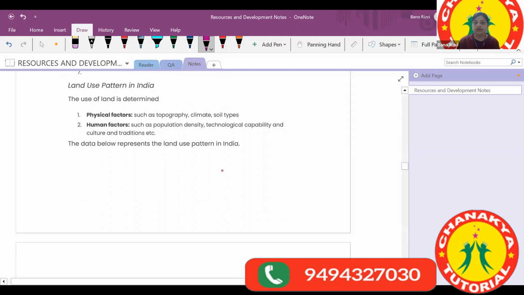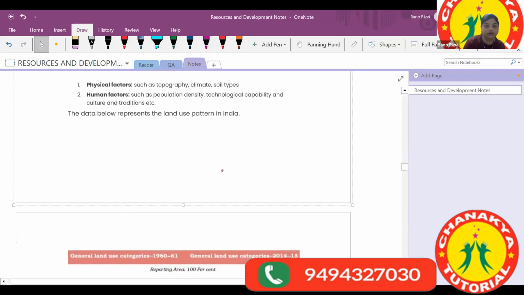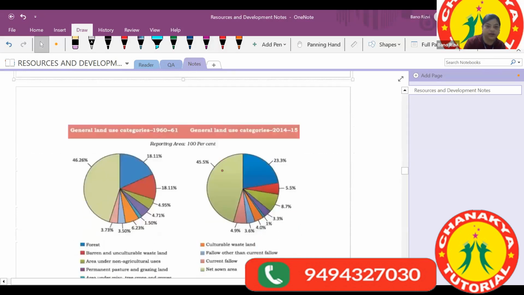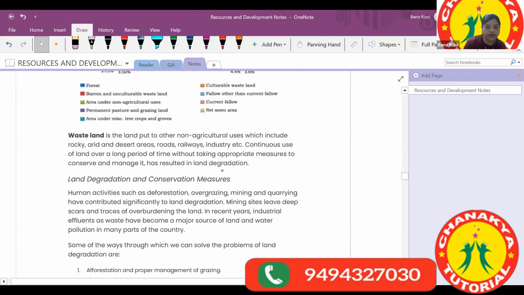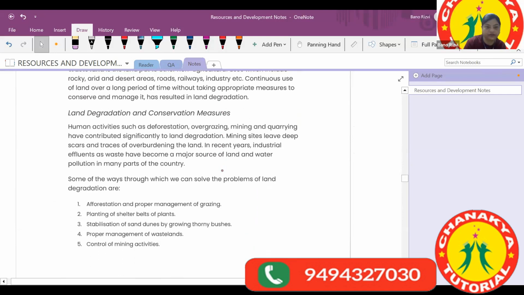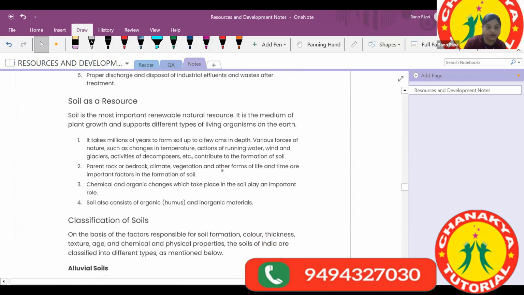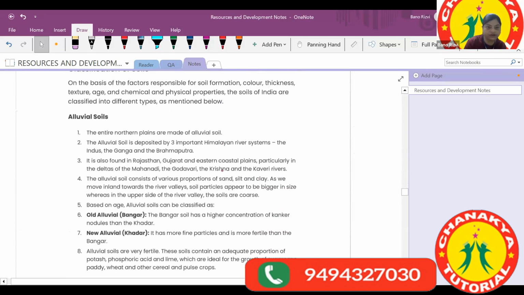That is the population density. The population is increasing, so the land utilization is also increasing. Next, technological capability is also leading to greater utilization of resources, and agriculture and cultural tradition. The data below represents the land use pattern in India. This we have done. It shows the wasteland, land degradation, conservation methods. We have done this. Now we have done classification of soils.